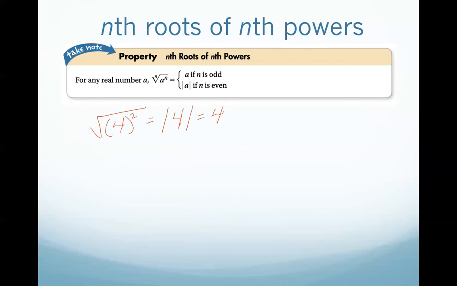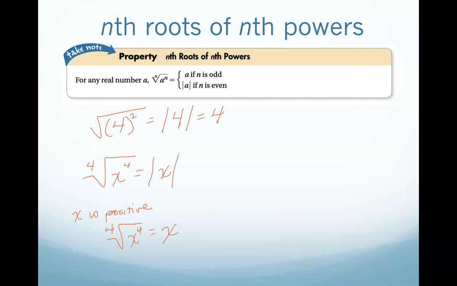If I don't know whether the base is positive or negative, if it's a variable, if it's x, let's say, then I have to use absolute value bars because I don't know whether x is positive or negative. So if I have the fourth root of x to the fourth, I'm always going to write that as the absolute value of x. The only exception is if I said x is positive, then I can say the fourth root of x to the fourth is just x, because the absolute value of a positive number will be itself.